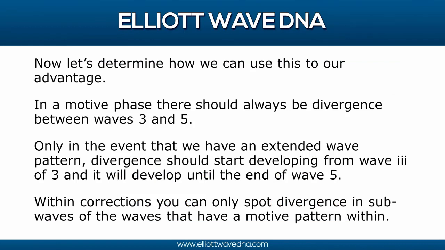Now, let's determine how we can use this to our advantage. In a motive phase, there should always be a divergence between waves 3 and 5. Only in the event that we have an extended wave pattern, divergence should start developing from wave 3 of 3 and it will develop until the end of wave 5. Within a correction, you can only spot divergence in subwaves of the waves that have a motive pattern within.